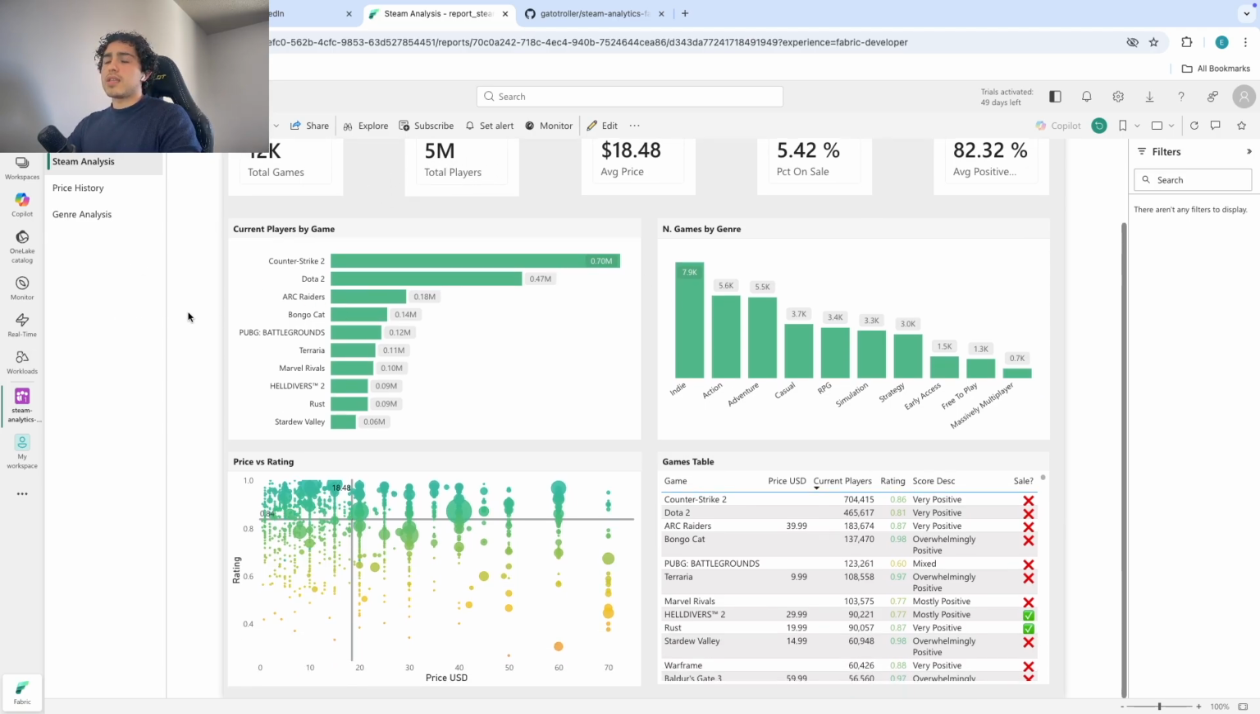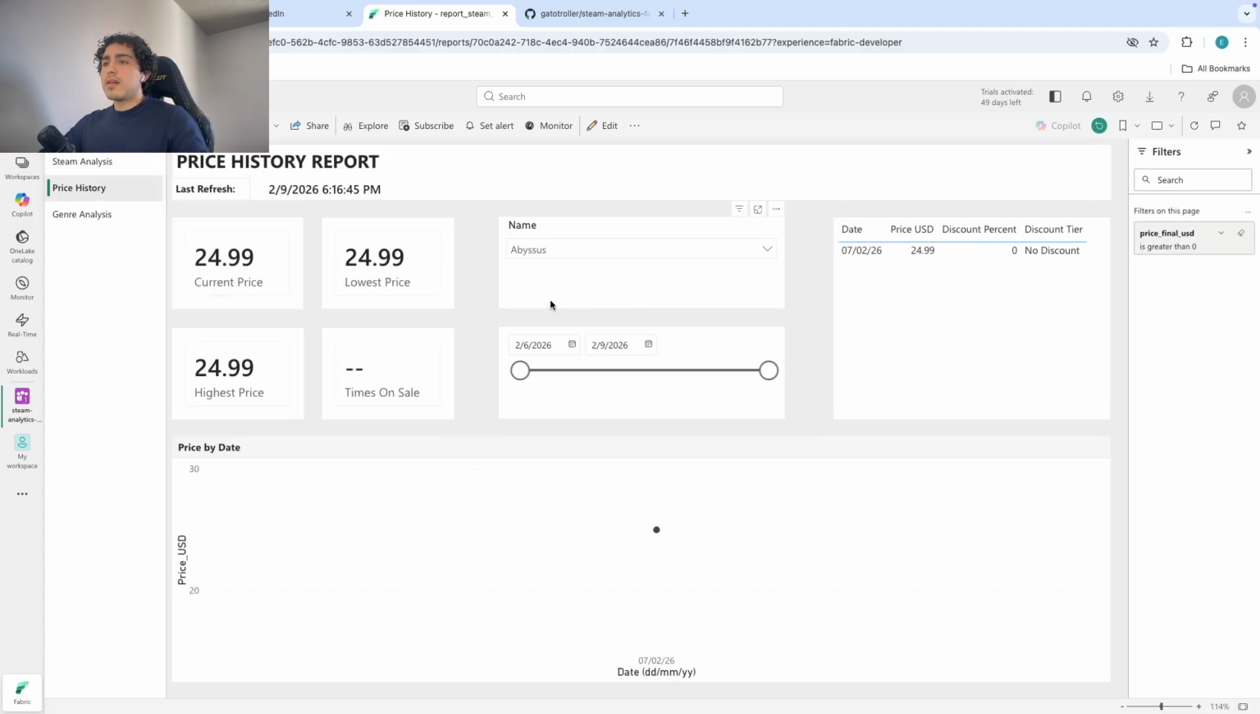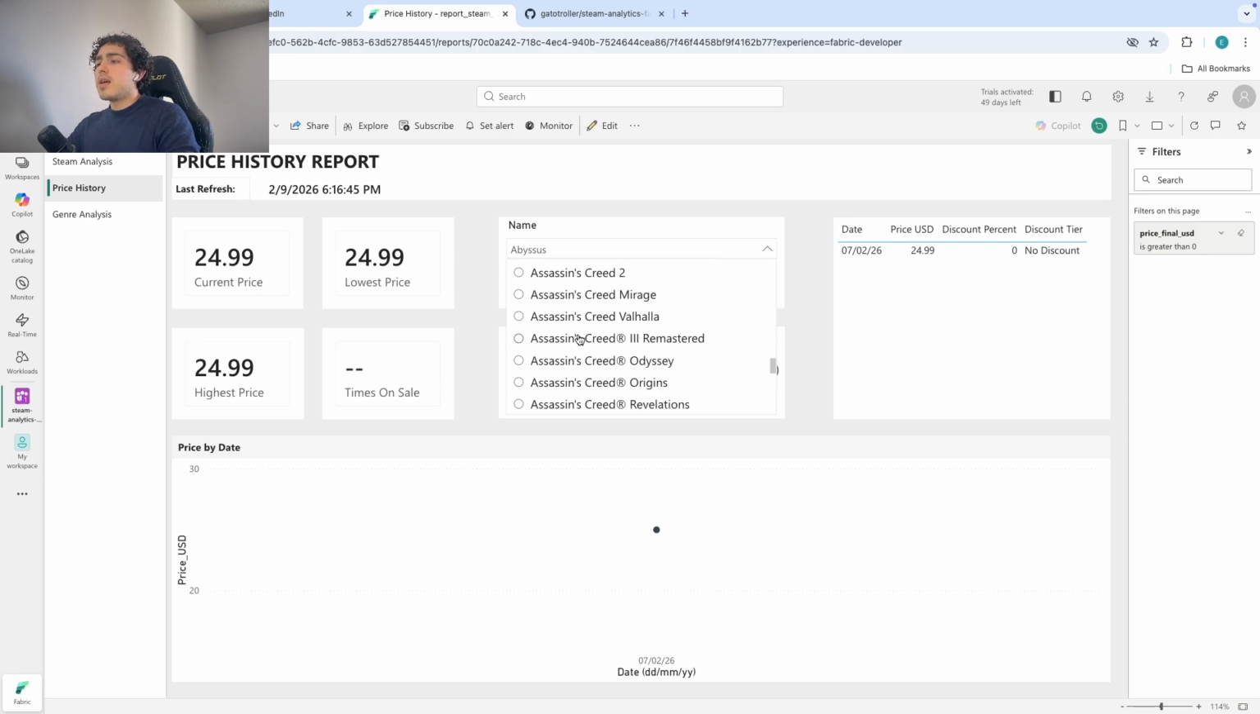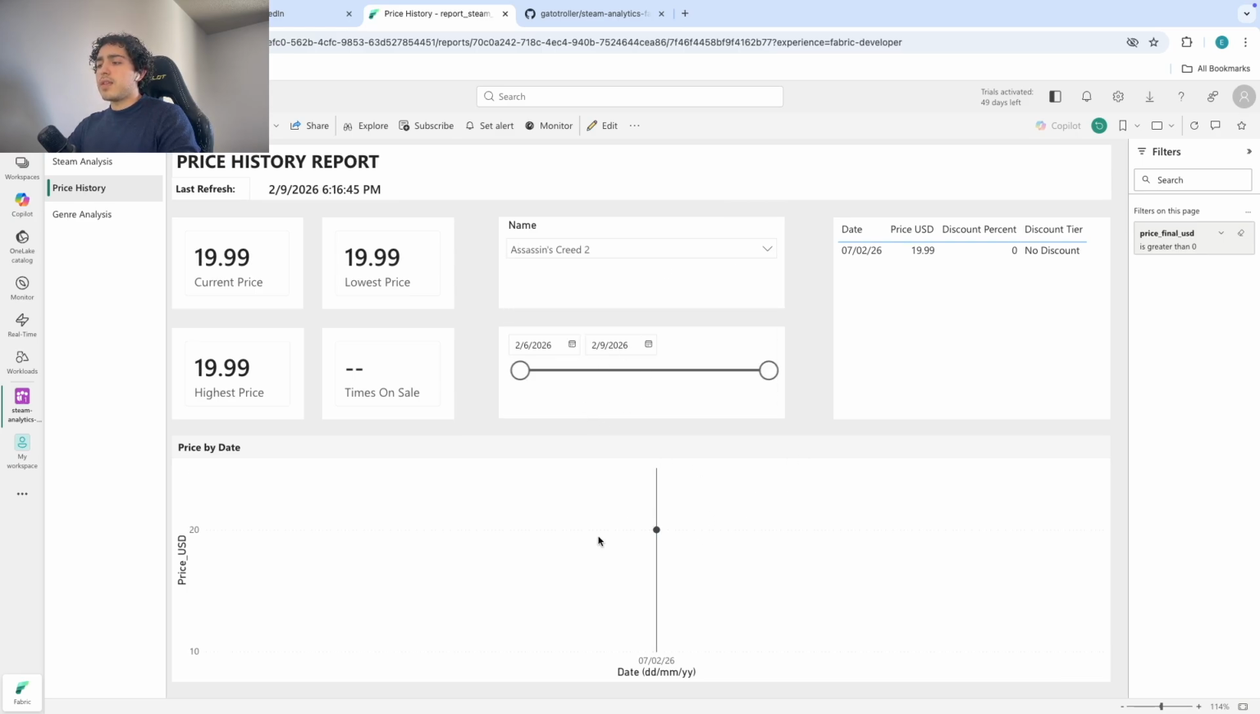This is just a dashboard that shows, for example, the current players by game, the price against the rating. It is just a comparison, the number of games by genre, and things like that. And so we have this one that is my favorite one, that is the price history. So if we want to know how the price of a game changed through time, we can go here and select the game, and this will get information on the price through time.